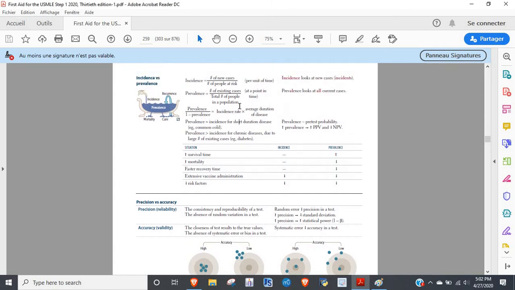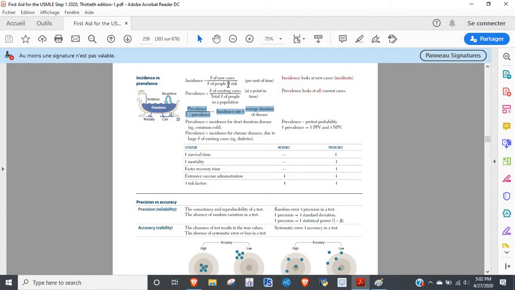Okay, so the big thing that I'm going to be talking about on this page is actually where they get this from. But let's quickly talk about everything else, I guess. All right, incidence is obviously the number of new cases divided by the number of people at risk.